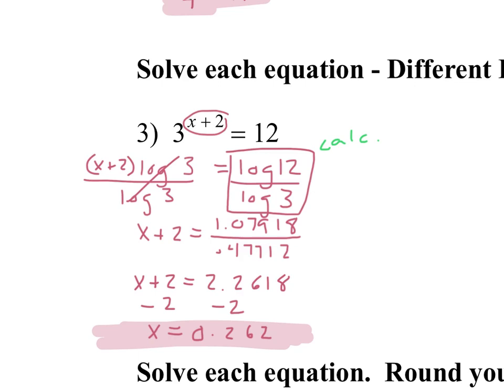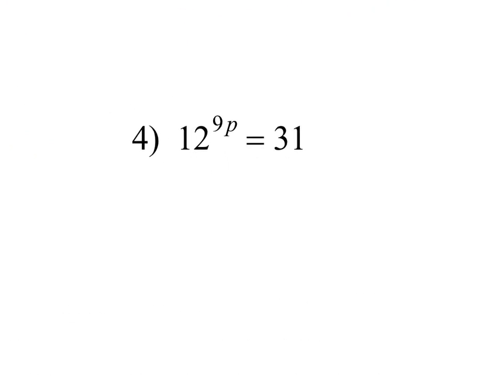Okay, so now, if we go to number 4, we're going to do the same thing. So we take the log of both sides, so we have the log of 12. We're going to move our exponent to the front, so 9p times the log of 12 is equal to the log of 31. Remember, you got to take the log of both sides, because what you do to one side, you have to do to the other.